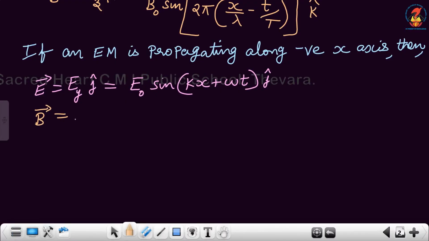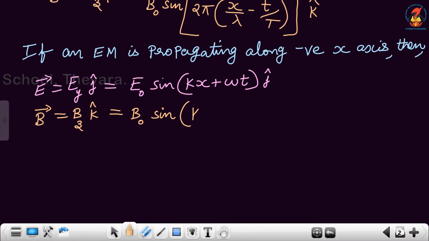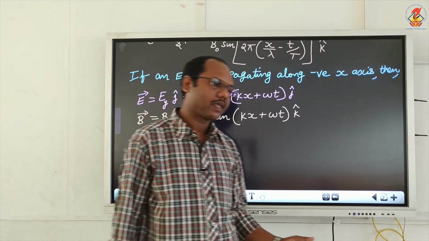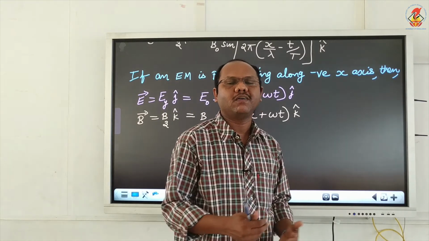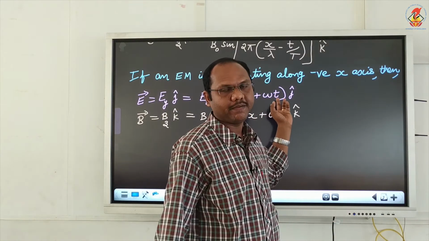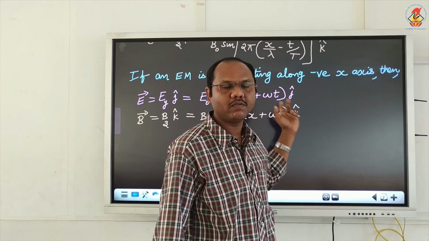Similarly, the magnetic field can be given as vector B is equal to Bz k cap, which is B0 sin(kx + ωt). So the only change is the sign in between. Earlier it was negative, now it is positive.